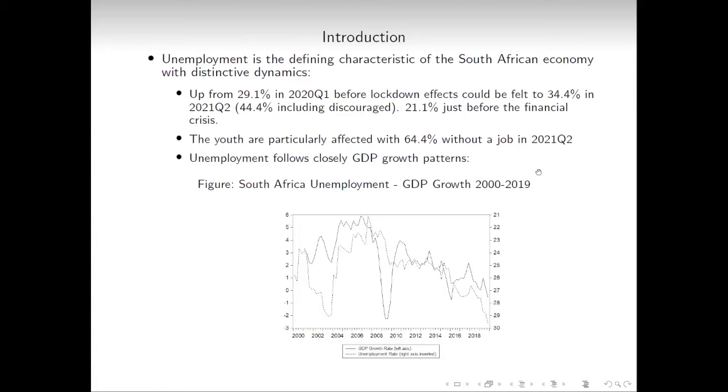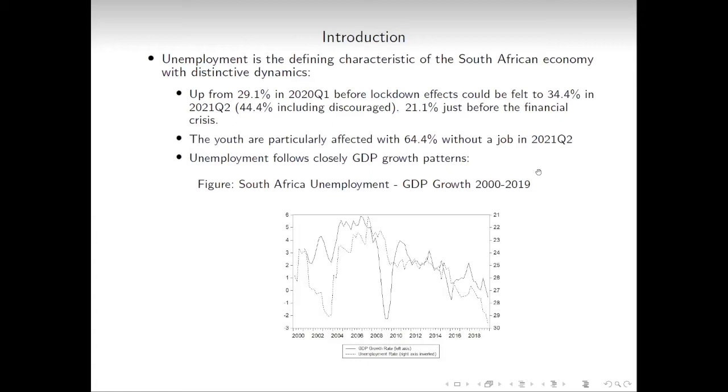Now, to put everything into context and to explain how dramatic this situation is, just before the crisis, when the South African economy was supposedly doing better, the rate was already at 21%. Now, the young people are particularly affected, with a staggering 64% without jobs in the second quarter of 2021.